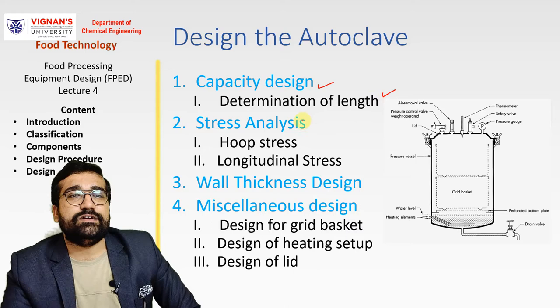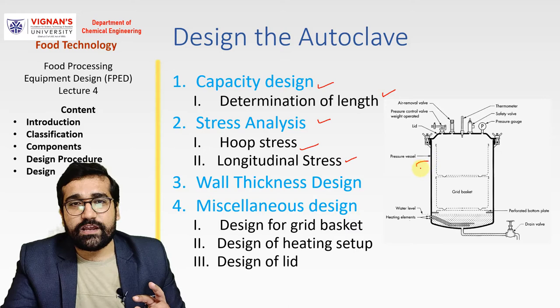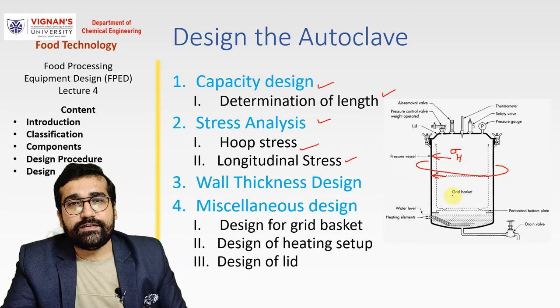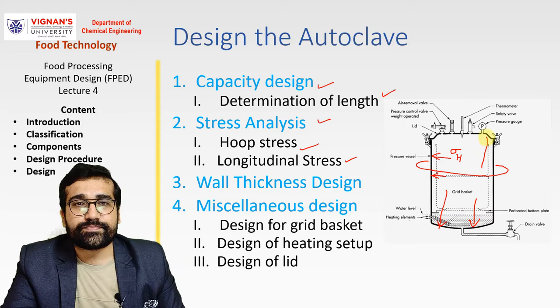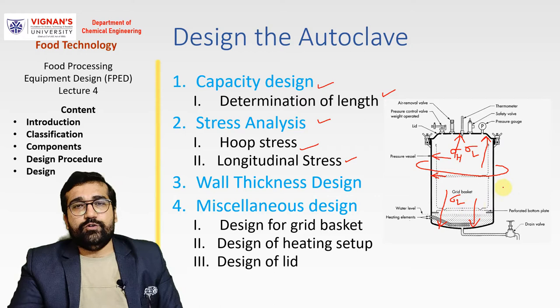So, next come the stresses. There are two types of stresses acting in a sterilizer. The first is hoop stress, and the second one is longitudinal stress. Hoop stress occurs along the circumference, as we know. Hoop stress will act in this direction, and we denote it as σh, and longitudinal stress will occur in this direction, so this is σl.